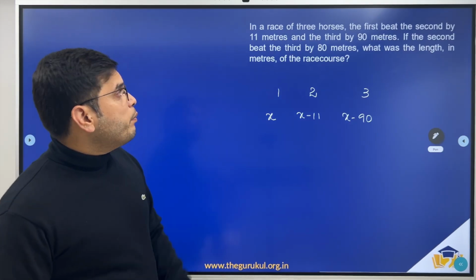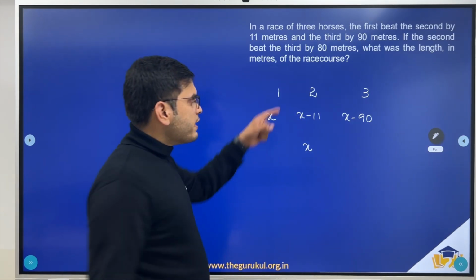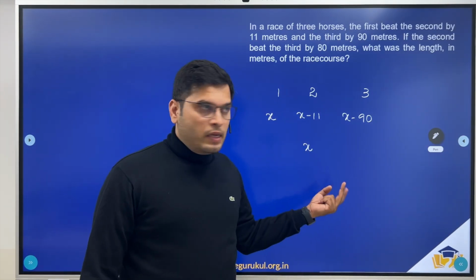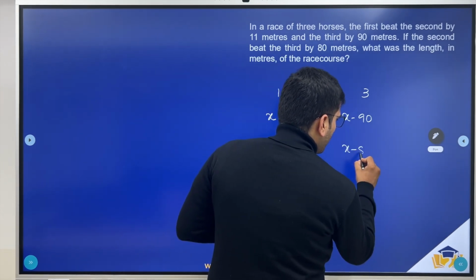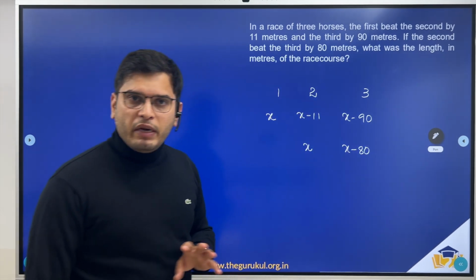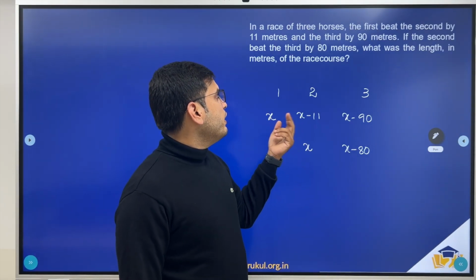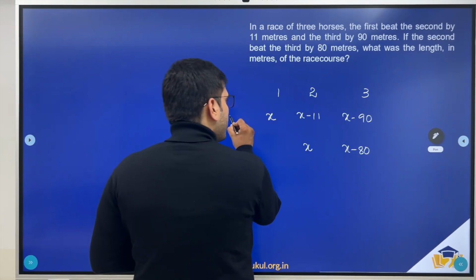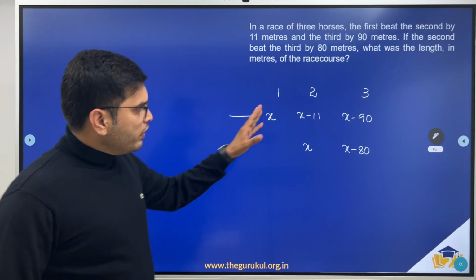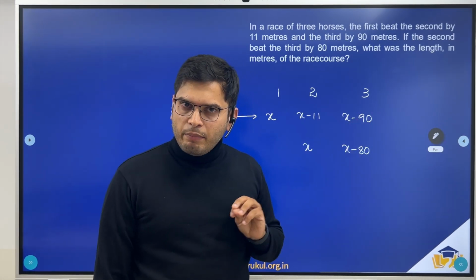Now, if the second beat the third by 80 meters, so in the time that the second horse travels x meters, the third horse travels only x minus 80 meters, right? Now what was asked, what was the length in meters of the race course? We are asked to find the value of x, right? Now let me consider this case. What is the ratio of speeds, right? Now all the three horses are traveling for the same time, right?